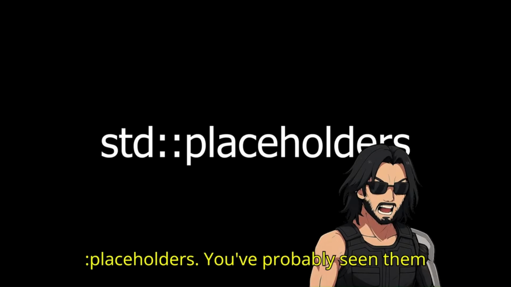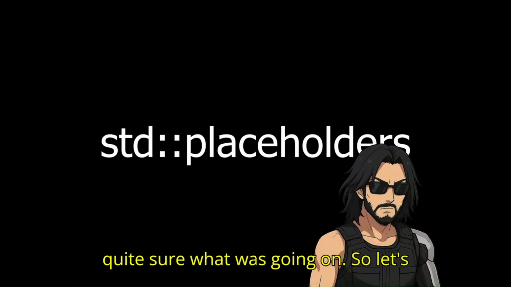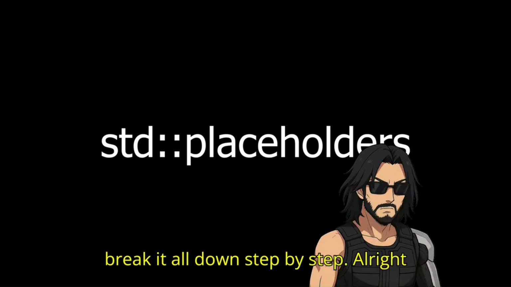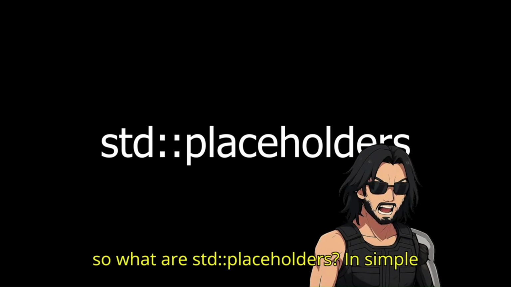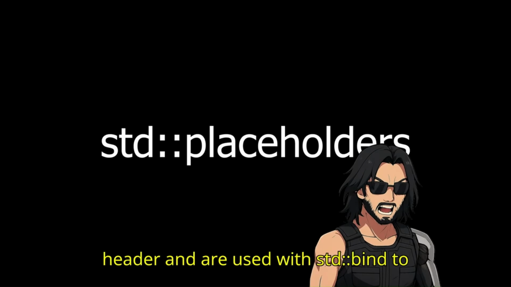Today we are diving into something a little underrated but very useful: std::placeholders. You've probably seen them used with std::bind, but maybe you weren't quite sure what was going on. So let's break it all down step by step. Alright, so what are std::placeholders? In simple terms, they are part of the functional header and are used with std::bind to create function wrappers.